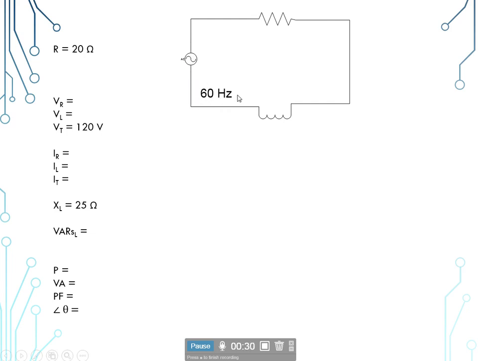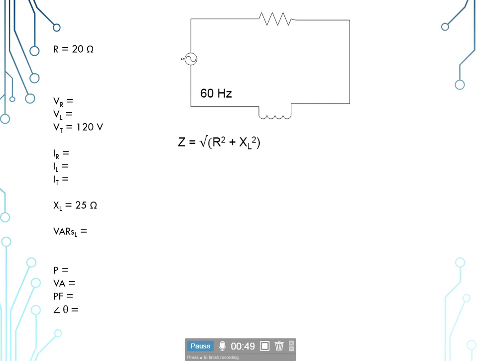You see we have a 60 hertz frequency. Our resistance at the resistor is 20 ohms. We have a total of 120 volts for our circuit. We have 25 ohms of inductive reactance at the inductor. So we're going to start off looking for our impedance.